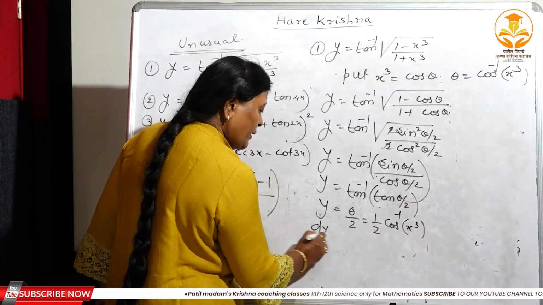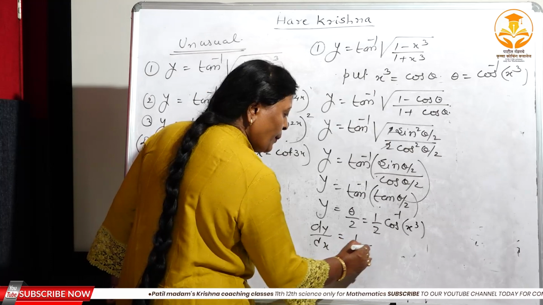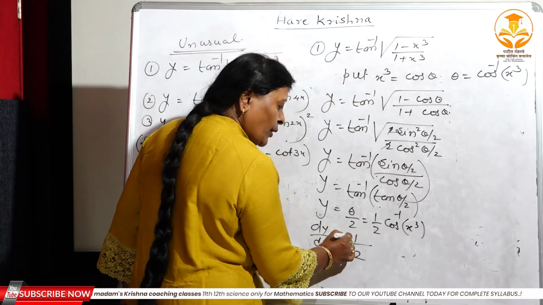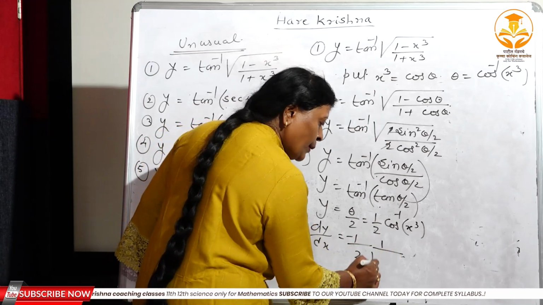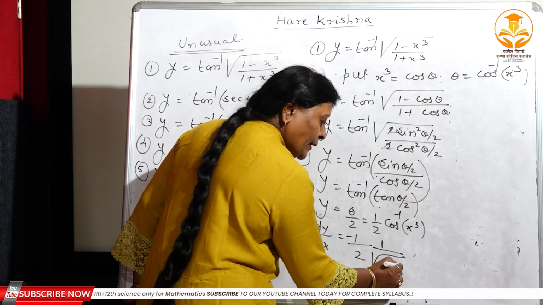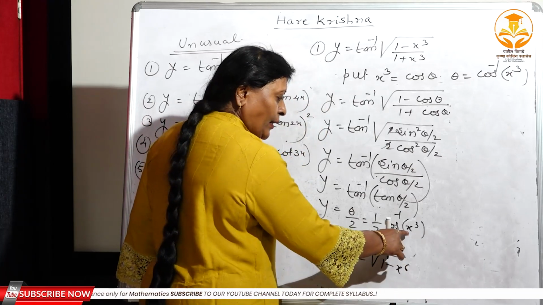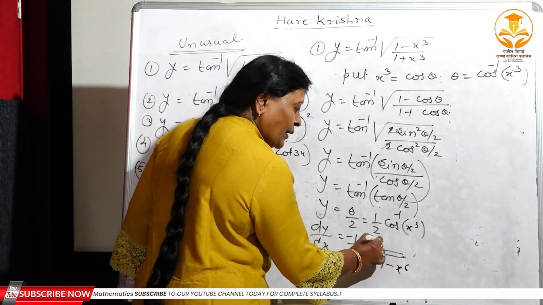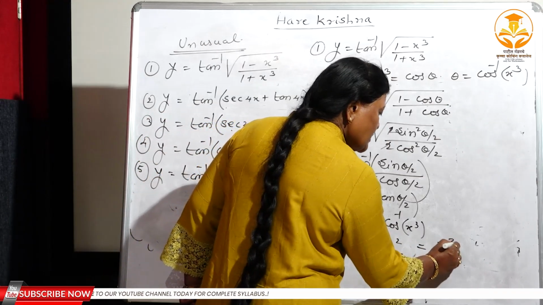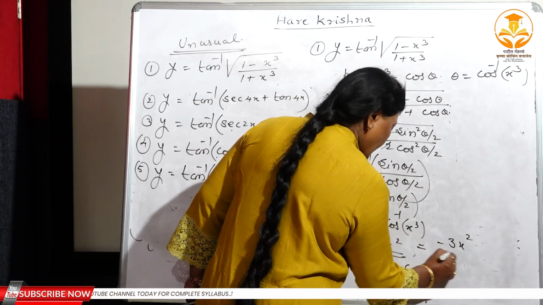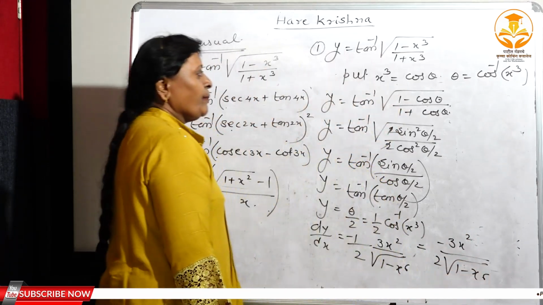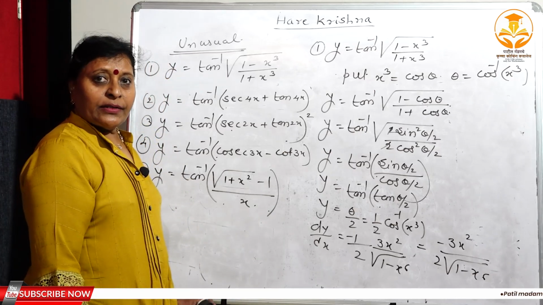dy by dx. 1 by 2 remains as it is. Cos inverse u. What is the derivative of cos inverse u? Minus 1 upon root of 1 minus u square. Means what here? The square of x cube, that is x to the power 6. And the derivative of x cube is 3x square. Therefore, the result is minus 3x square divided by 2 root of 1 minus x to the power 6. This is about the problem, and this is unusual.